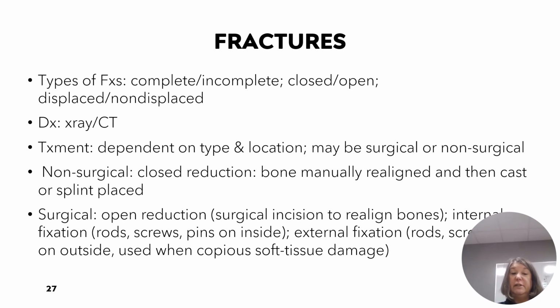Diagnostics: x-ray or CT. Treatment totally depends on the type of fracture, where it is, and whether surgical or non-surgical interventions are required. Non-surgical treatment of a fracture is a closed reduction, the most frequent type of non-surgical fracture treatment. They manually manipulate and realign the bone under general anesthetic. So they realign everything, and then they put a cast or a splint, right?